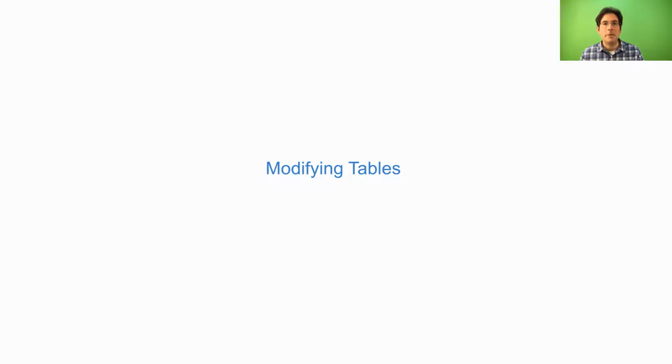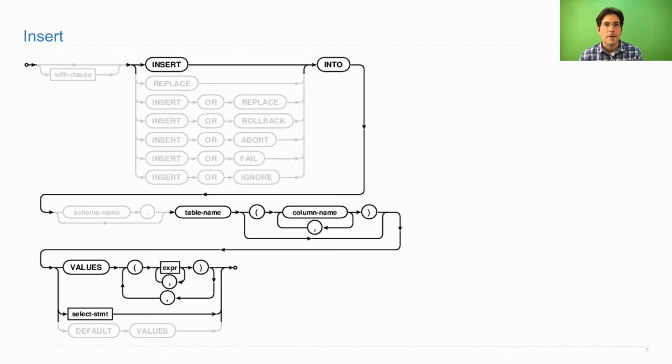Creating an empty table is only useful if we're able to modify it. And in fact, any table can be modified by inserting, deleting, or changing the rows. Here from the SQLite documentation, you see that there are many different variants of how you might insert rows into a table. We're only going to focus on certain paths, such as writing insert into the table name, specifying the column names, or you can skip specifying the column names.